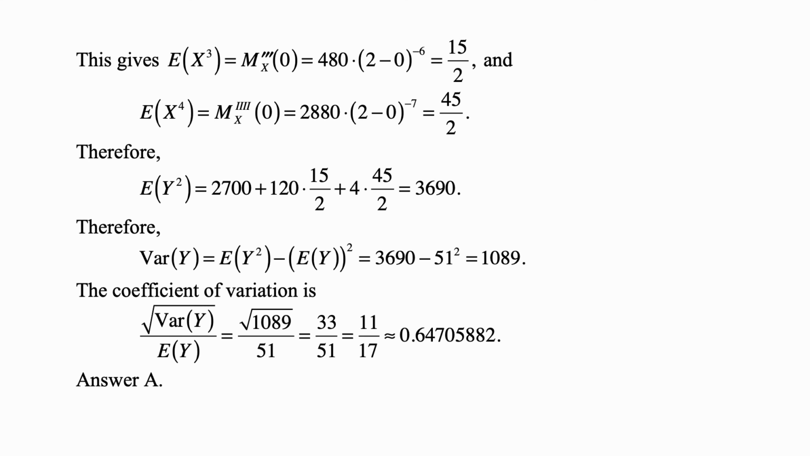And the coefficient of variation is the standard deviation divided by the mean. So it's the square root of 1089 divided by 51. It's 33 over 51, or 11 over 17, and that's approximately 0.647058882, and that's answer A.